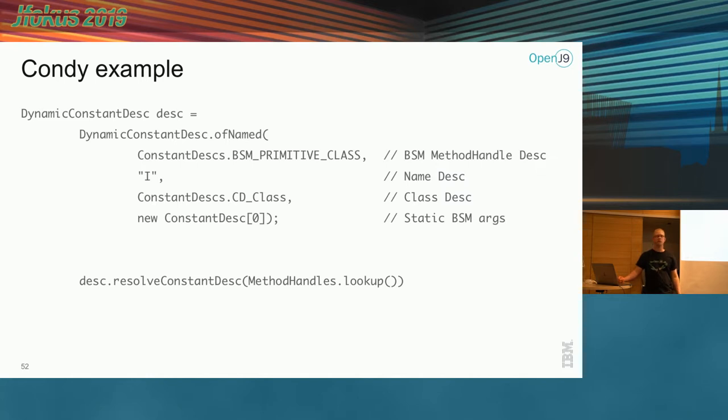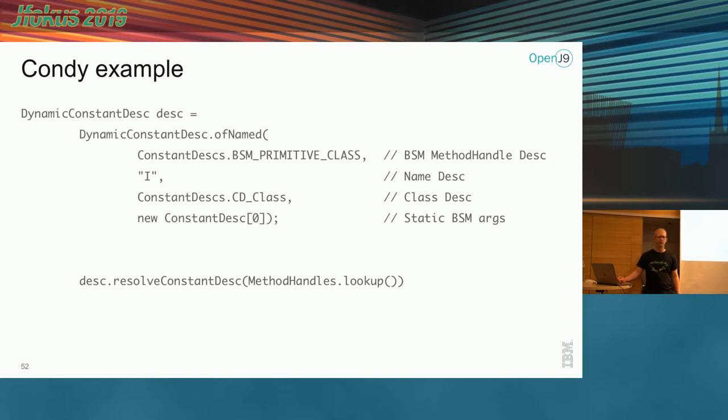So what I'm doing here is I'm creating a new dynamic constant descriptor that is going to use the bootstrap method for primitive classes. It's going to use the name I, so it's going to give me back the int primitive class, and the type of it is going to be the constant descriptor class. So this is the Java level code to build a Condy. And then if I want to actually resolve this, I call resolve constant descriptor and I pass it a method handle's lookup object that has all the right privileges to complete that resolution. And then out of that, I will get my int.class.